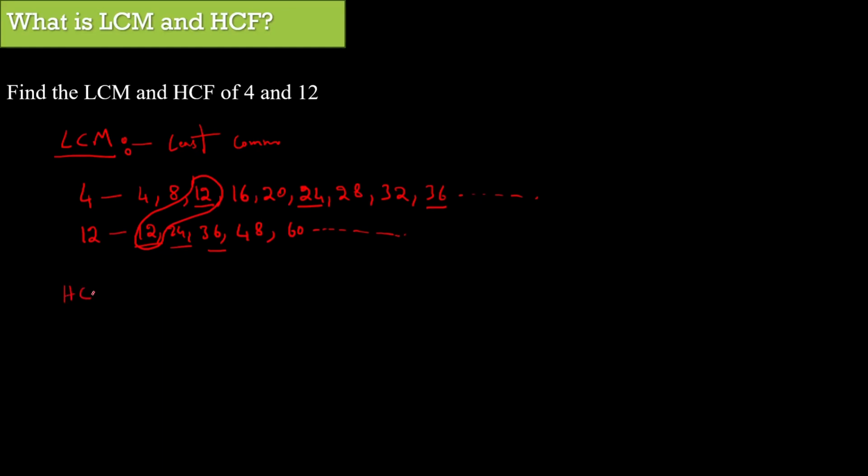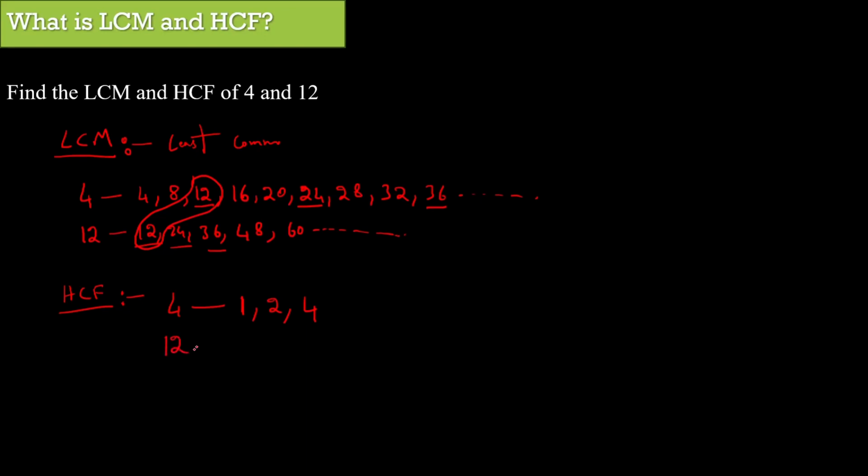Now let us see what is the HCF of 4 and 12. What is the full form of HCF? Highest common factor. Here we need to find the common factor which is highest between 4 and 12. So what are the factors of 4 first? 1 is a factor of 4. 2 is a factor of 4. And 4 is a factor of 4. What is a factor? The number which divides this 4 exactly. That is known as factor, or we may call it divisor.